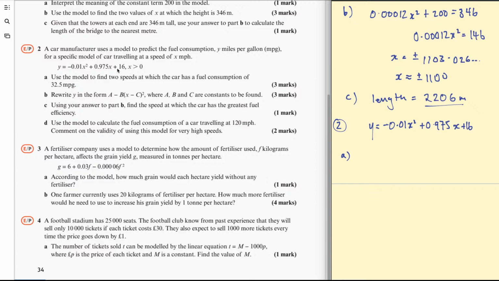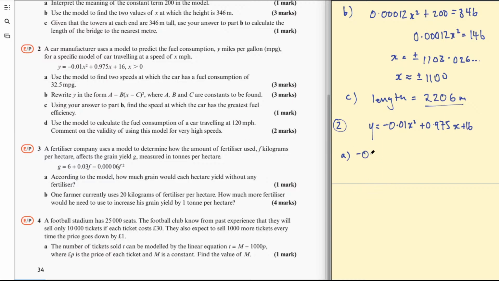Well, I guess it wouldn't be traveling anywhere, so that's fine. Or we could think about that 16 as like the base, or the average, possibly the average fuel consumption. Anyways, y is the fuel consumption, so we can let y equal 32.5, and then we can solve this.